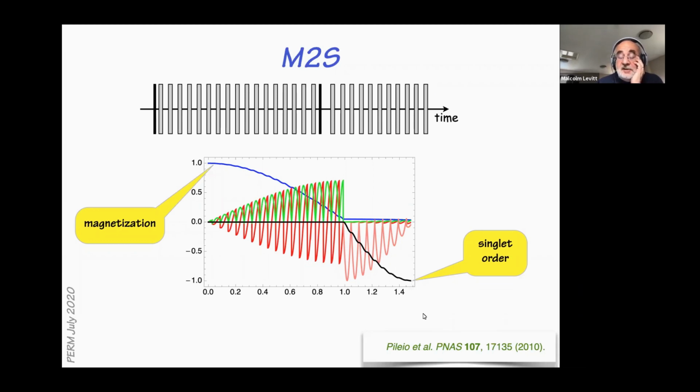And as I said, this method was developed some time ago. It's very similar to the SLIC method. The SLIC method is much simpler, just involving a single radio frequency pulse, so that's very convenient. But the M2S method and its variants do have some advantages in that they're actually very robust to field inhomogeneities and so on.